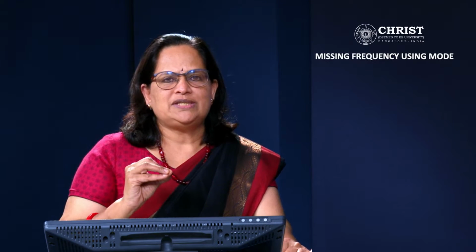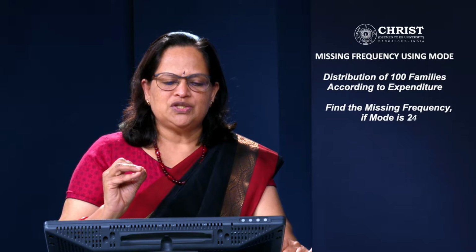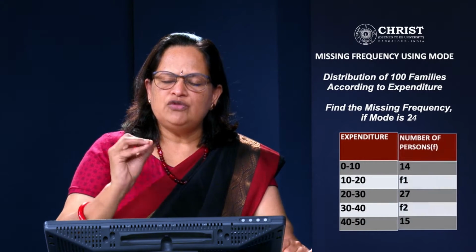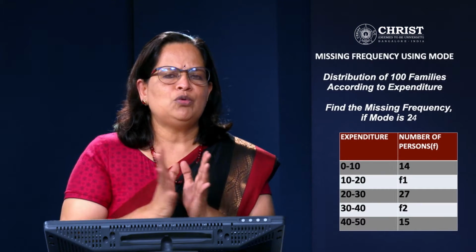two missing frequencies. So the first problem: the following table gives the distribution of 100 families according to expenditure. Find the missing frequency if mode is 24. So this is an important information. Mode is given as 24, meaning we can take 20 to 30 as the modal class.